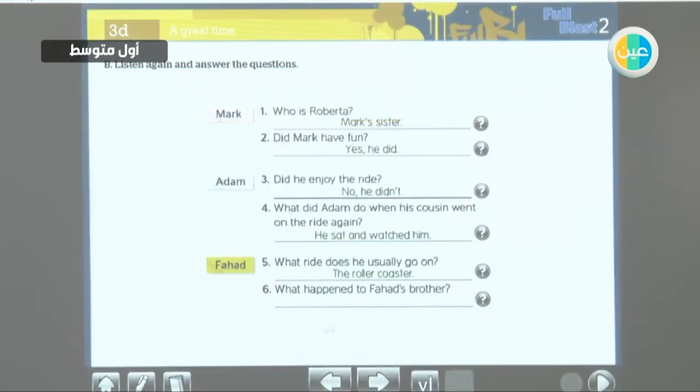And the last question about Fahad. What happened to Fahad's brother?